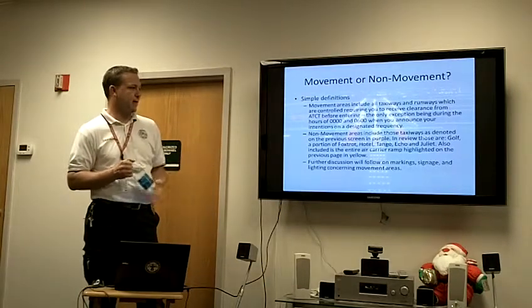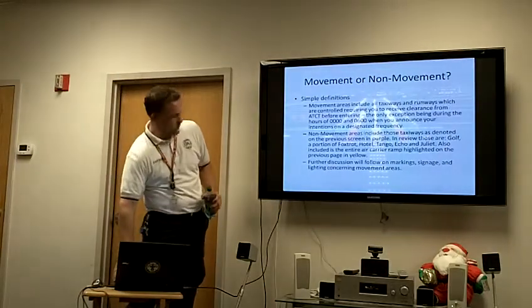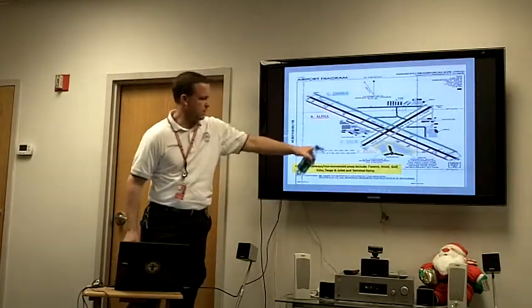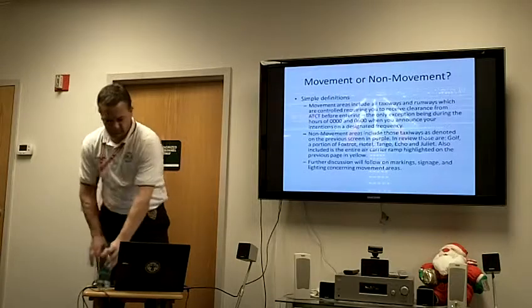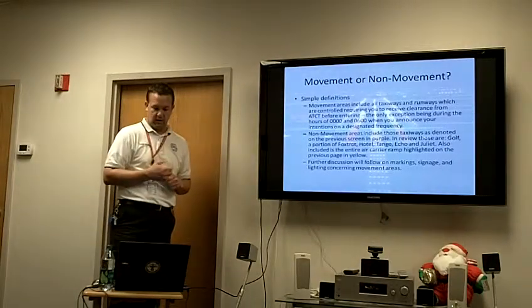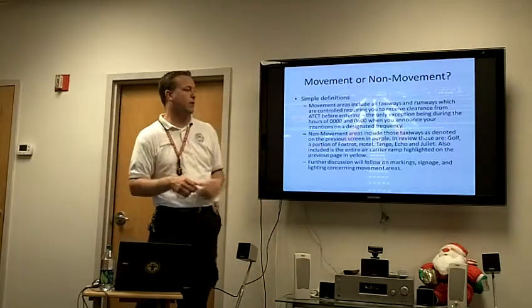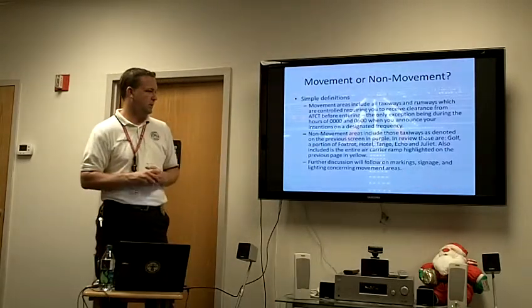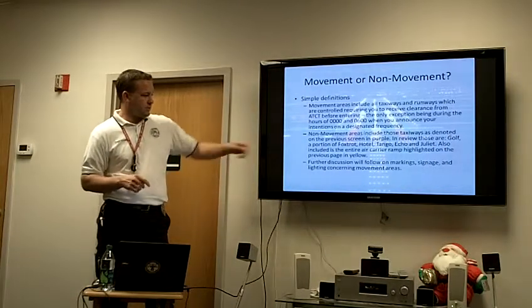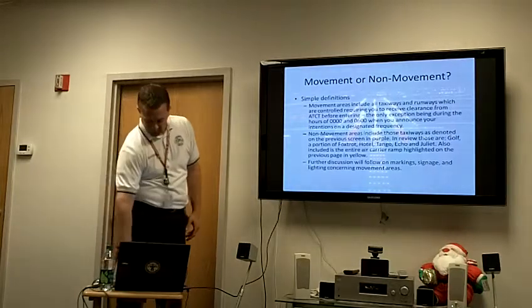Non-movement areas include those taxiways as denoted on the previous screen in purple, again here and here. And we won't say all the names again, but also included is, like I said, the entire air carrier ramp highlighted on the previous page. Further discussion of follow-on markings and how it plays into movement versus non-movement.